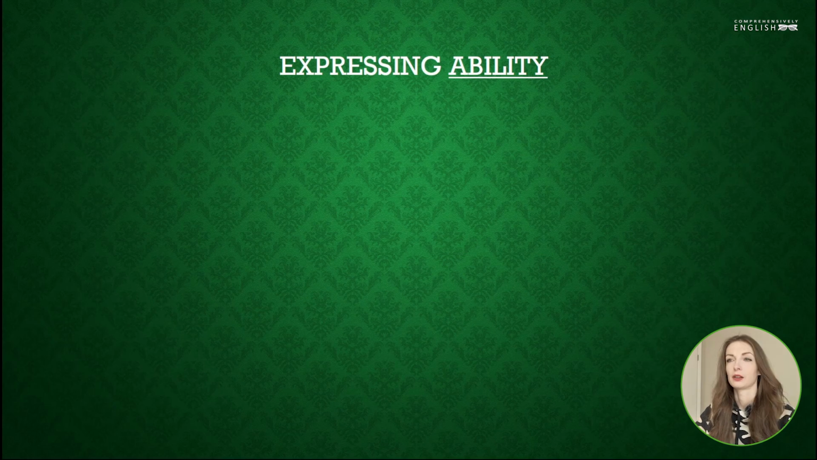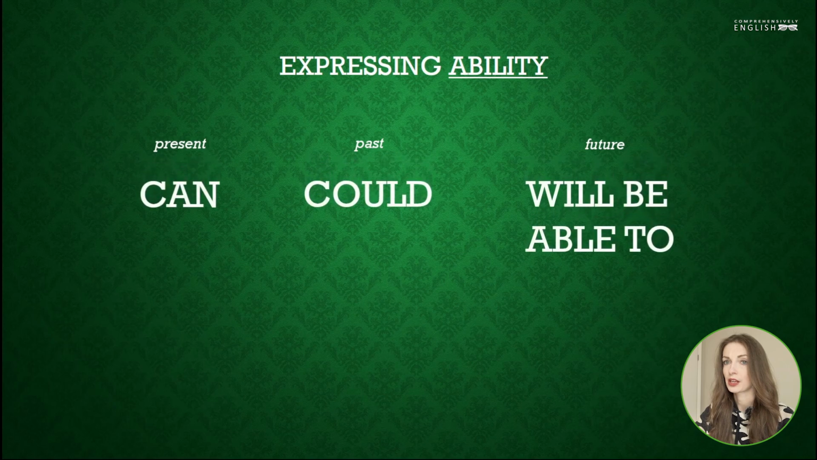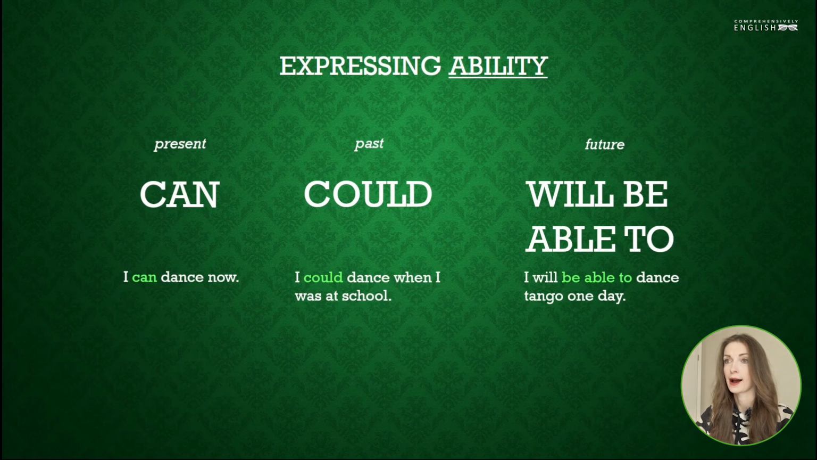This is the main thing that can express, but to express ability in the past, in the present, and in the future, we will have to use different verbs. So let's see. In the present, we say can, in the past, could, and in the future, we will have to address a periphrastic modal or modal phrase, will be able to, because can is not used in the future to express ability. In the future, be able to must be used. I can dance now. I could dance when I was at school. I will be able to dance tango one day.